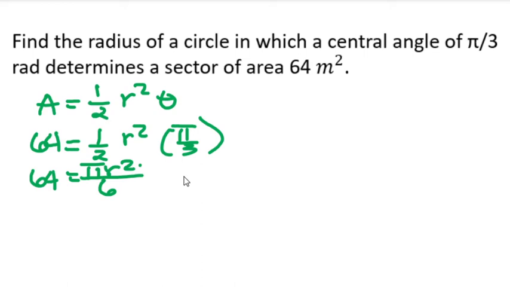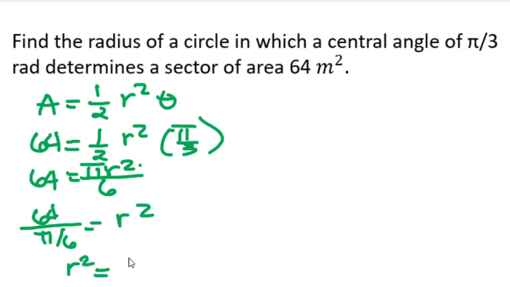Right? And then after that, we divide by pi over 6 to isolate r squared. So, 64 over pi over 6 is equal to r squared. We rationalize this by reciprocating the denominator. So, we have r squared.